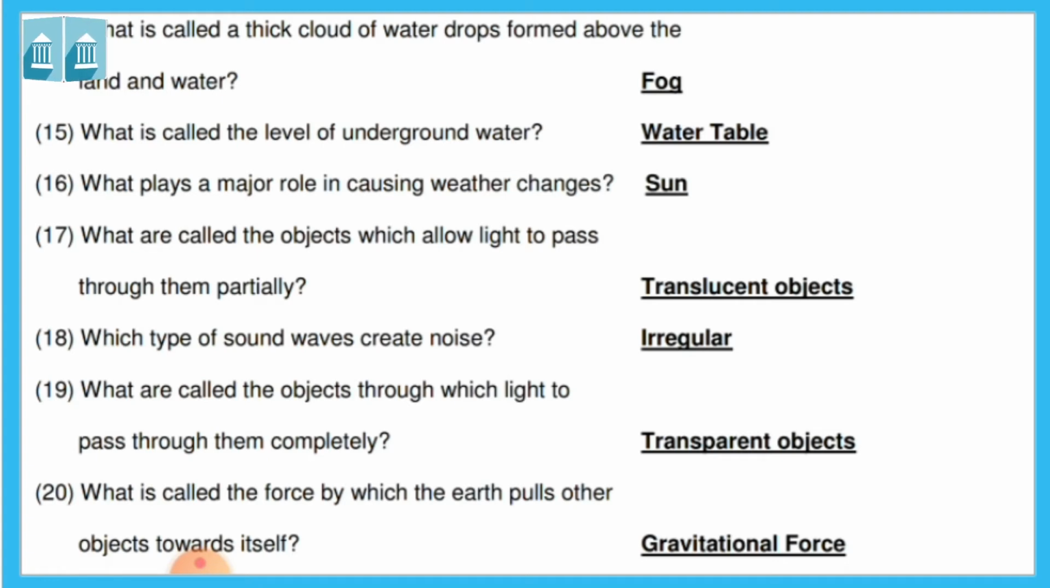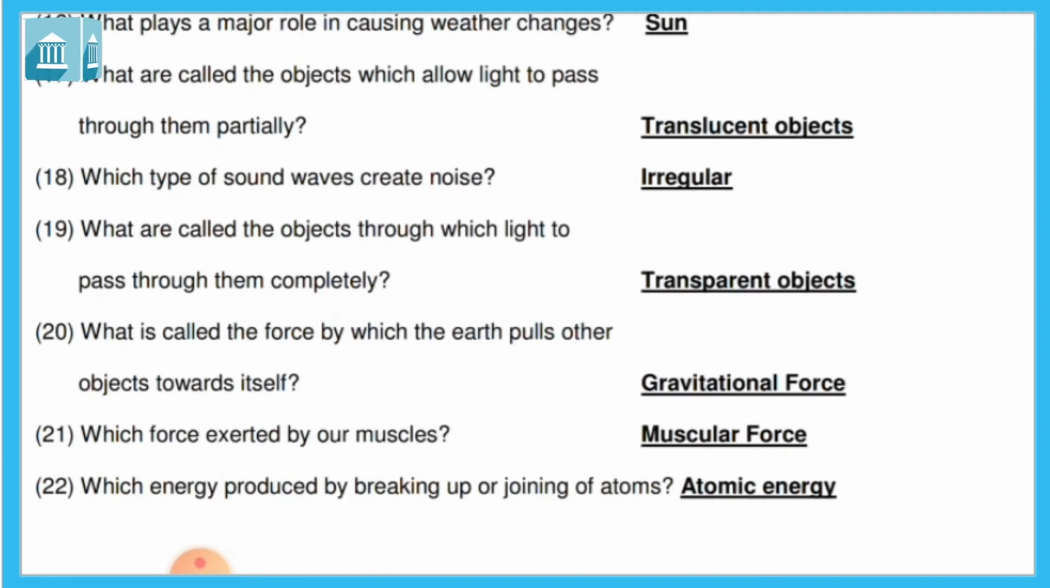18th one. Which type of sound waves create noise? Irregular sound waves create noise. 19th one. What are called the objects through which light passes completely? So we have done this: transparent objects.